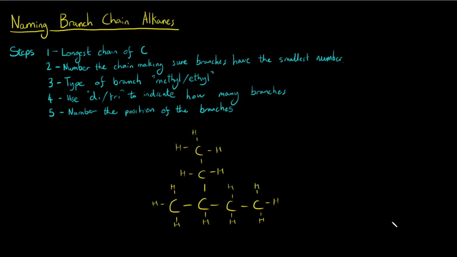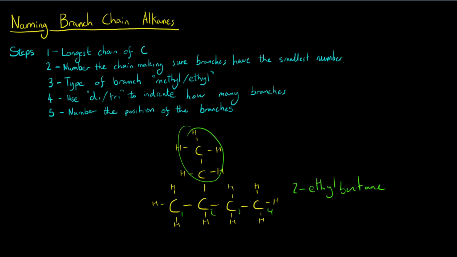Now, what a lot of people would do when faced with this structure is something like this. We'd go, okay, there's the longest chain, 1, 2, 3, 4, must be butane, and here we've got an ethyl branch because we've got 2 carbons in it, so it must be ethyl butane, and it is on the second carbon, so it must be 2-ethyl butane. Now that would be wrong, that's not the correct name for this branched alkane. Can you spot what mistake I've made there?